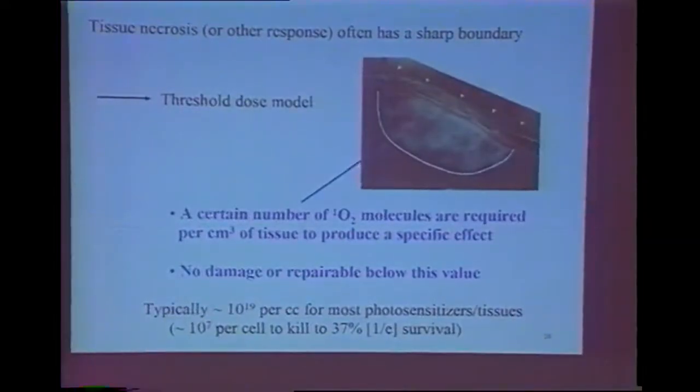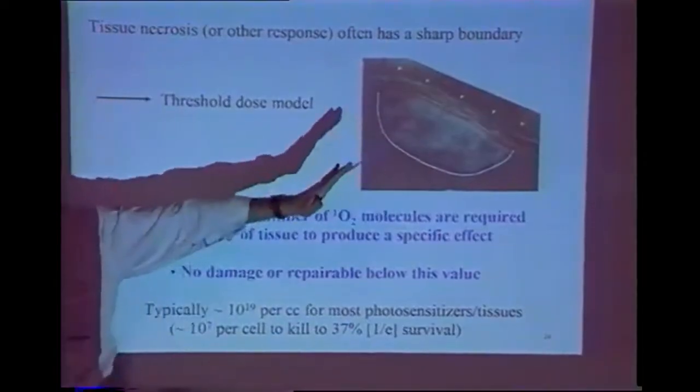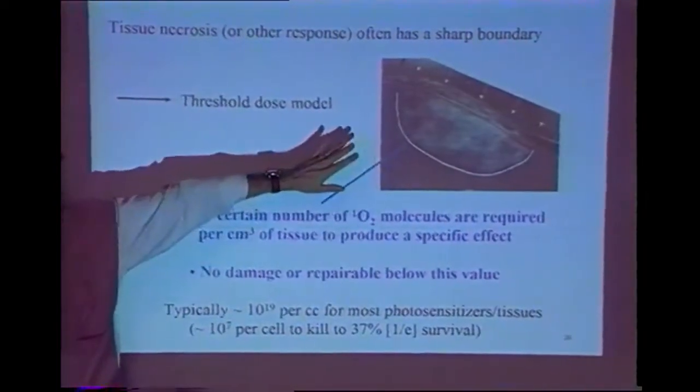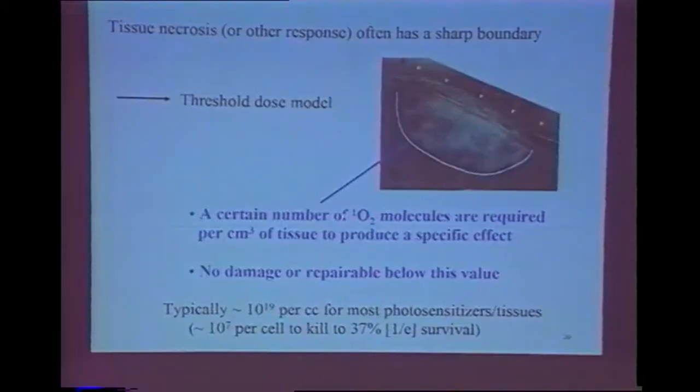And so the question is, why is this a very sharp line? If you do the same experiment, for example, with radiation, you cannot find this sharp line. You find a gradient of damage. So the theory for this is that it takes a certain number of molecules of singlet oxygen per gram of tissue to produce this specific effect. And if you have more than this number of molecules, you will produce the effect, for example, necrosis. If it's less than this, either you produce no damage or the damage can be repaired.